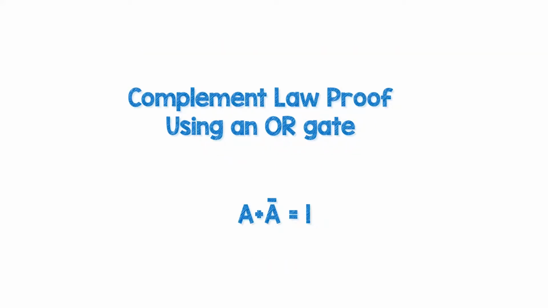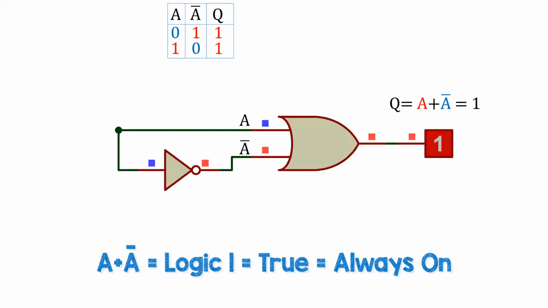First we'll look at the complement law proof using an OR gate where A or not A equals 1. So we've got an OR gate and the inputs to it are A and not A, and one of those is always going to be 1. When A is on, not A is off. When A is off, not A is on. So one of them is always on, so the output is always true. So A or not A is always logic 1.